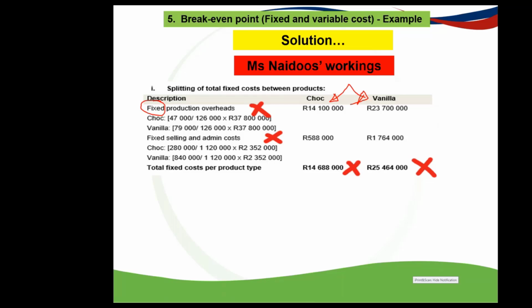Hi, Ms. Combrink. I think when there's more than one product, you're supposed to use a weighted average contribution. So you can't allocate the fixed production overheads or the fixed selling to the 2 products. You have to use the total fixed production cost and the total fixed admin and selling cost, and then divide that by a weighted contribution for the 2 products. Excellent. Thank you for that.